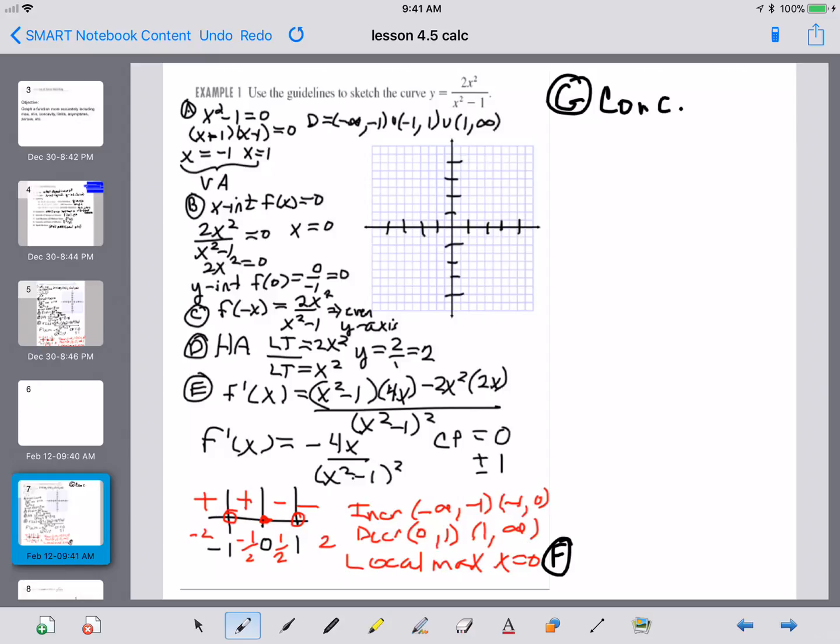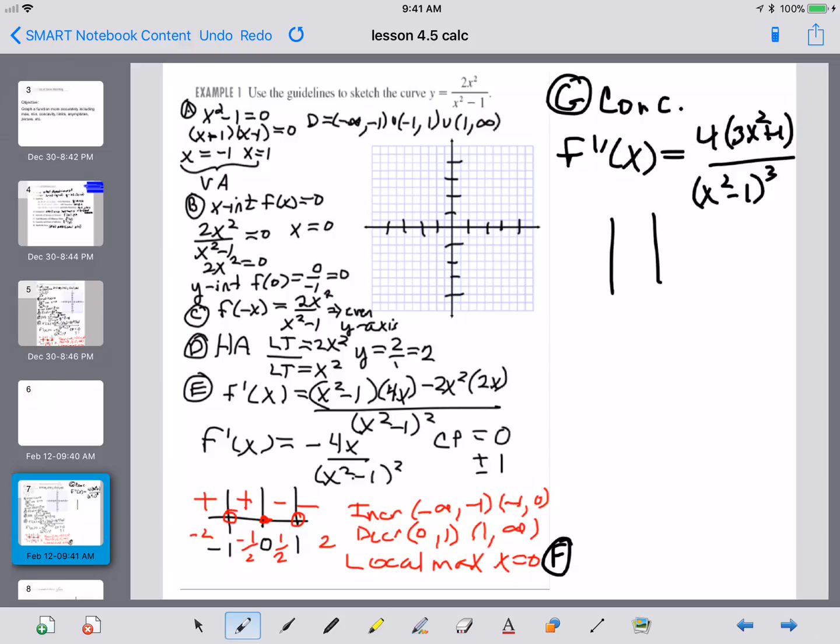Okay, so we have to take the second derivative. So the second derivative is 4 times 3x squared plus 1 over x squared minus 1 cubed. Now, if you set the top equal to 0, it is never equal to 0. If you set the bottom equal to 0, we already know that plus or minus 1 doesn't work.